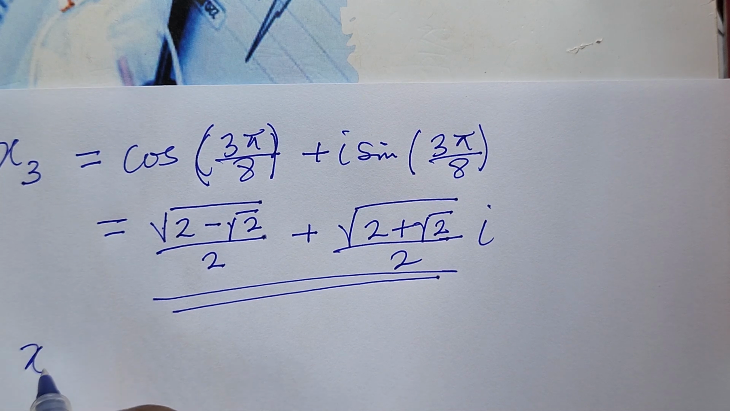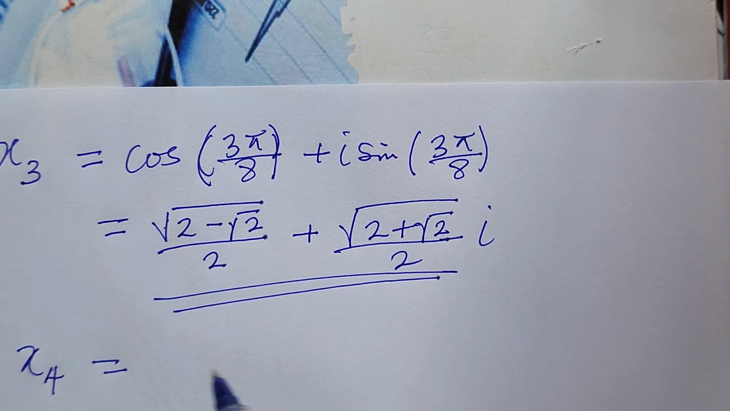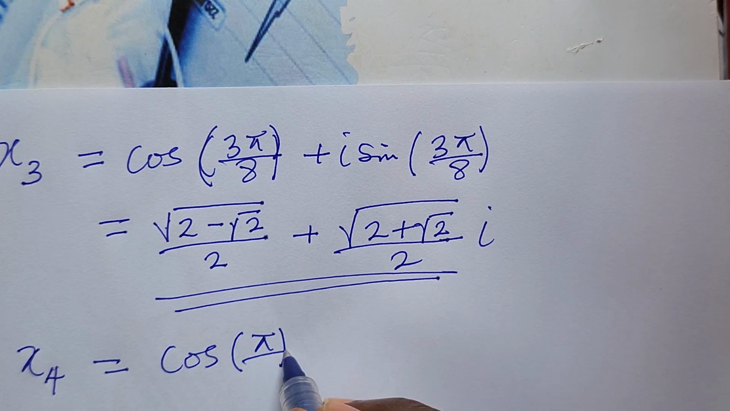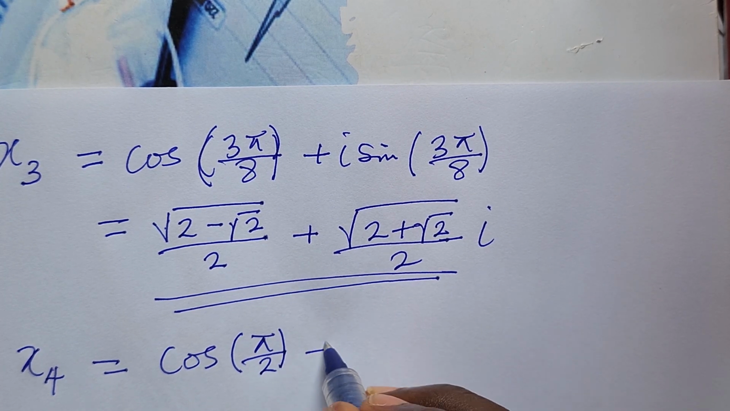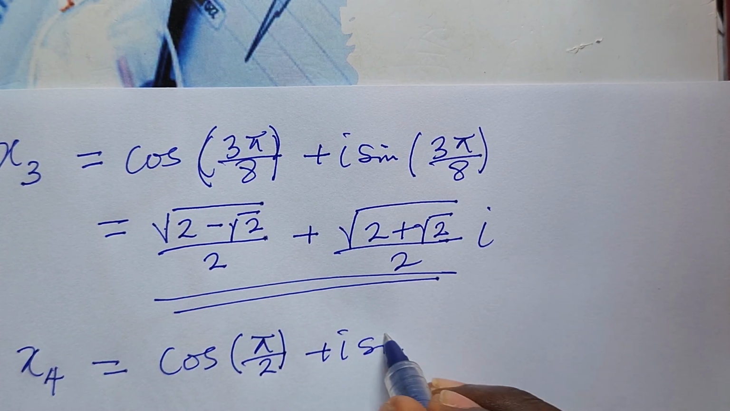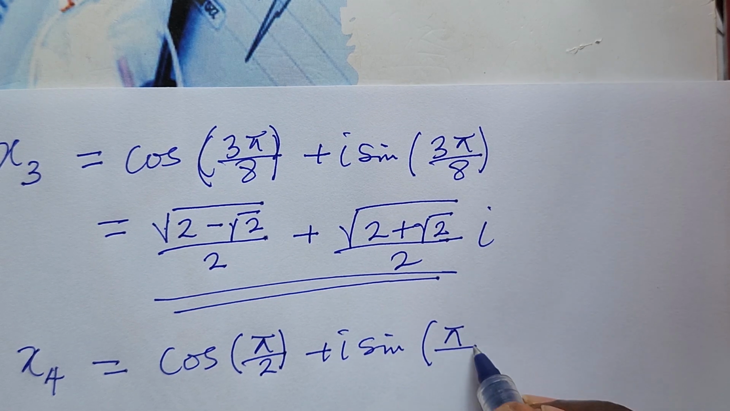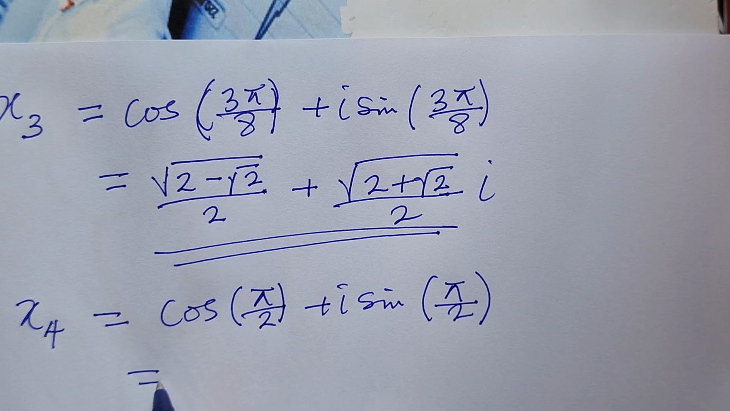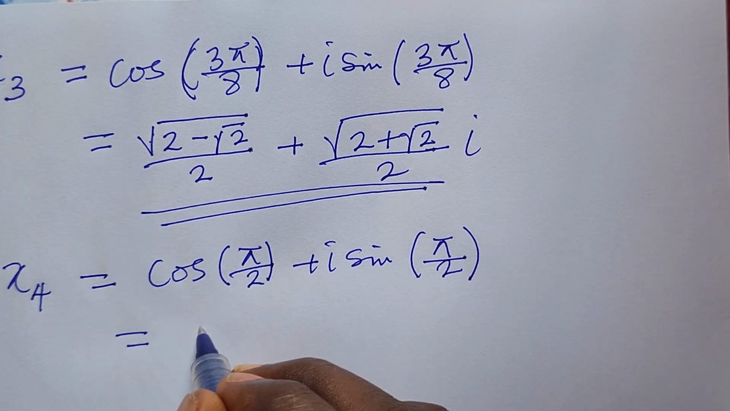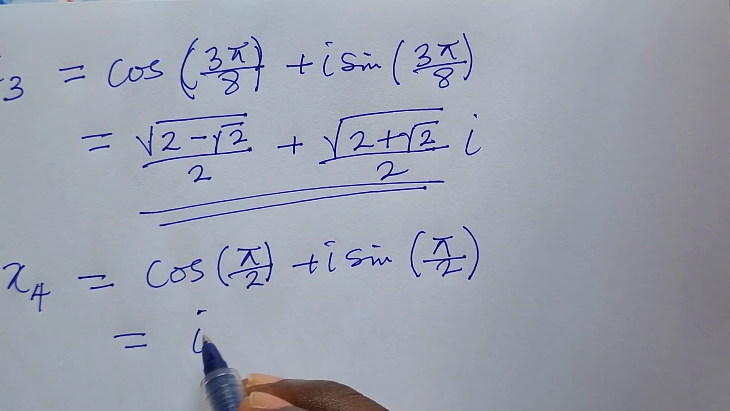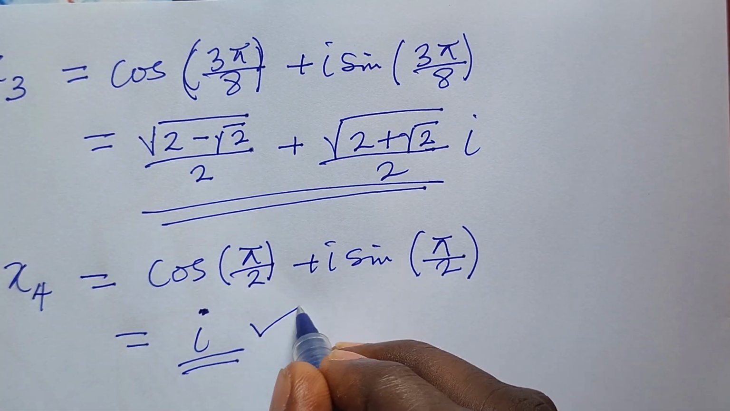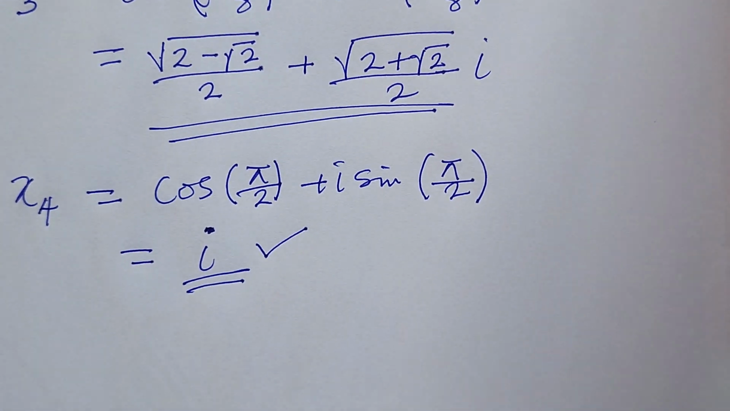Again, we take our x subscript 4. Now our x subscript 4 will give us cos(pi/2) plus iota sin(pi/2). So if we factorize this down, automatically our x is going to be positive iota. So this will give us positive iota. So this is the fifth root to our challenge.